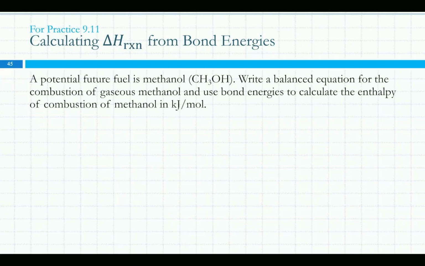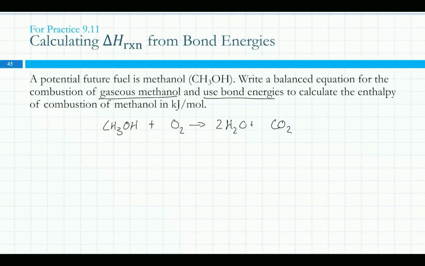Right. For methanol, it says write a balanced equation for the combustion of gaseous methanol and use bond energies to calculate the enthalpy of combustion of methanol in kilojoules per mole. So CH3OH plus O2. Always need oxygen for combustion. And that's going to make H2O and CO2. We've got to balance this.